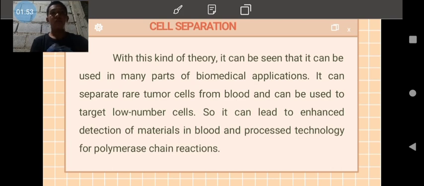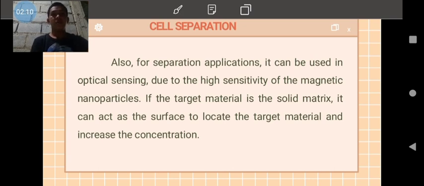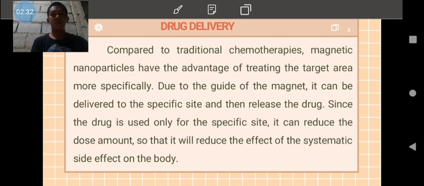It can separate rare tumor cells from blood and can be used to target low number cells. So it can lead to enhanced detection of materials in blood and process technology for polymerase chain reactions. Also, for separation applications, it can be used in optical sensing due to the high sensitivity of magnetic nanoparticles. If the target material is the solid matrix, it can act as the surface to allocate the target material and increase the concentration. Next is the drug delivery.